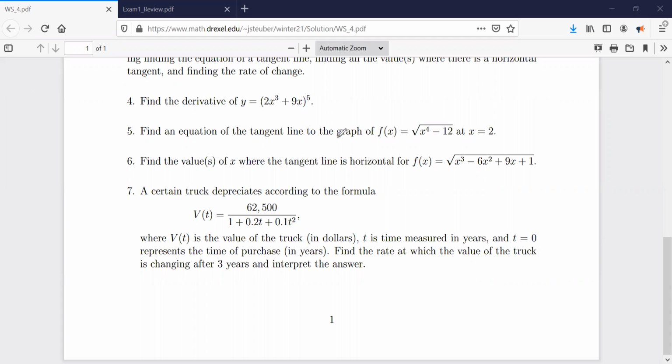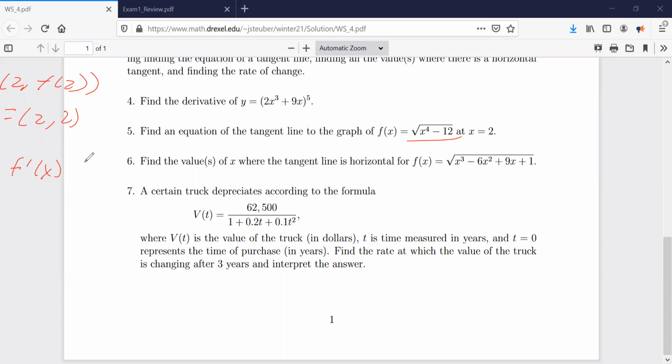So first let's find the point. 2 comma f of 2 is going to be equal to, I plug in 2: 2 to the fourth is 16, minus 12 is 4. Square root of 4 is 2. So again, it's actually the same value we had on the other one. So (2, 2). And then we're going to do the derivative of that.